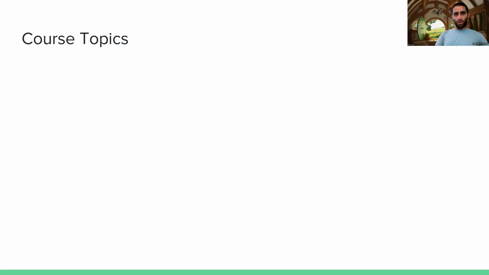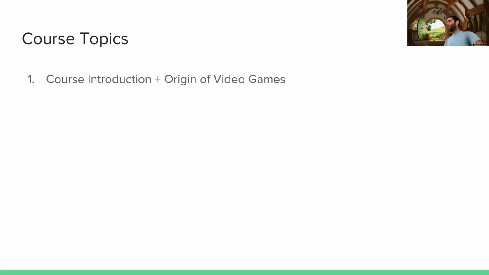So, an overview of the course topics. Today we're going to introduce the course, which we've already done. We're also going to talk about the very, very early origins of video games. Then in the second lecture, we're going to talk about how gaming looked in the 70s. Then the next lecture, how it looked in the 80s.